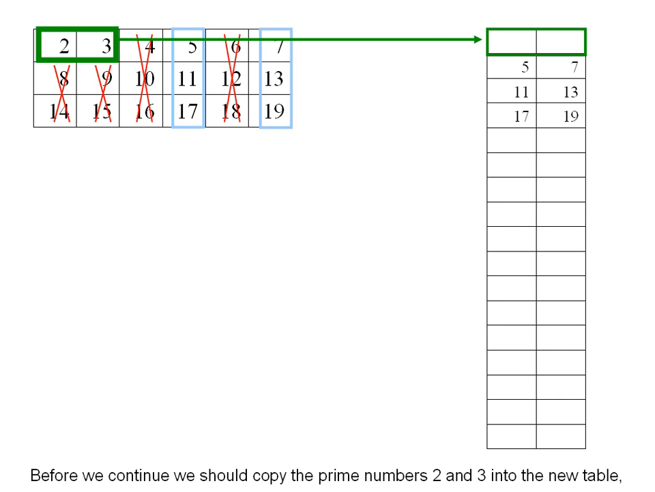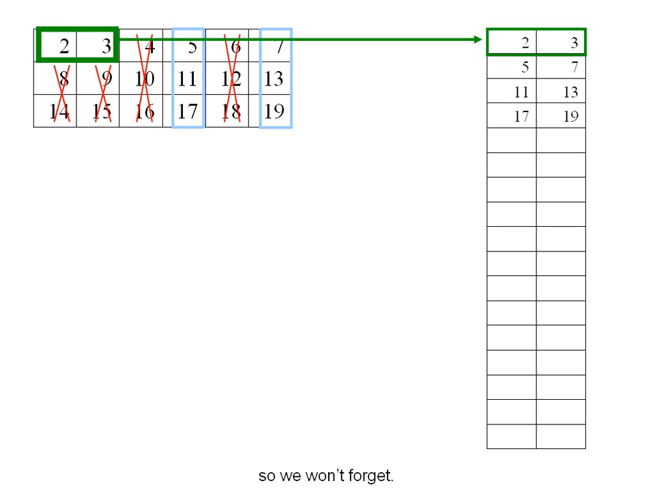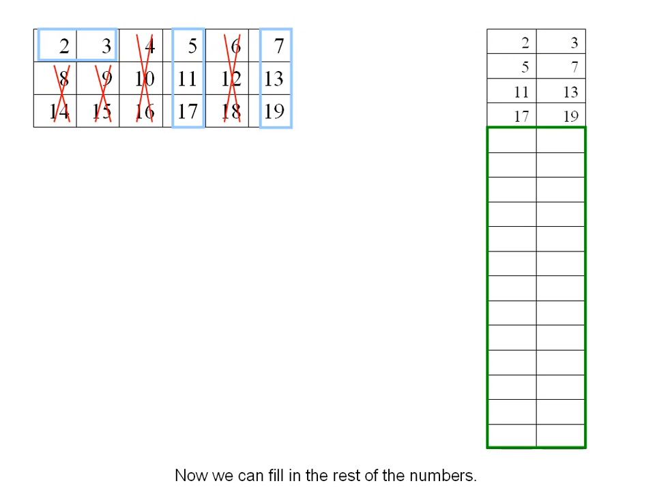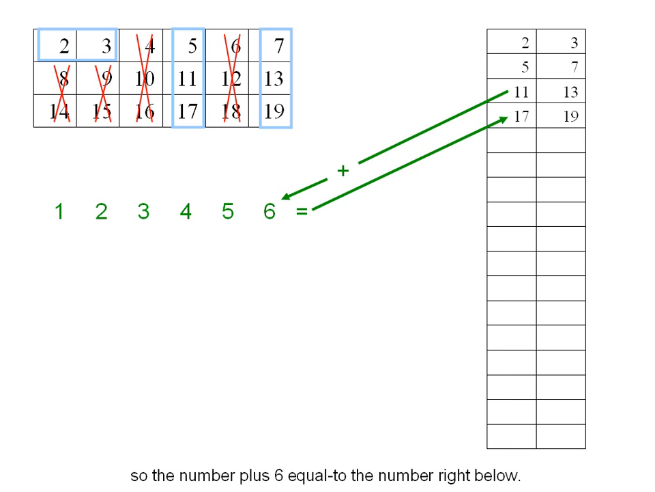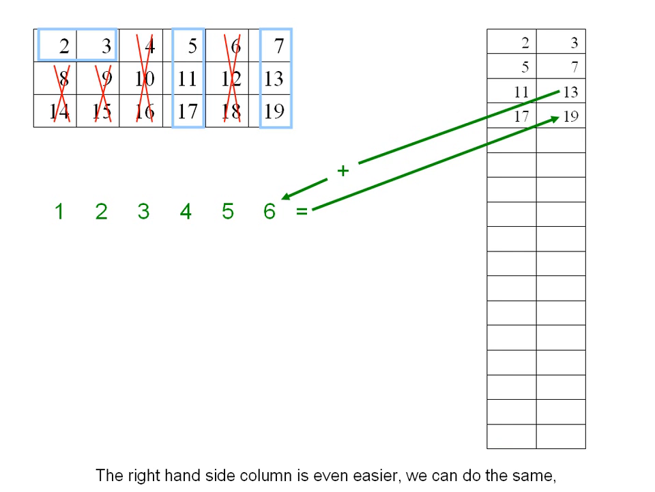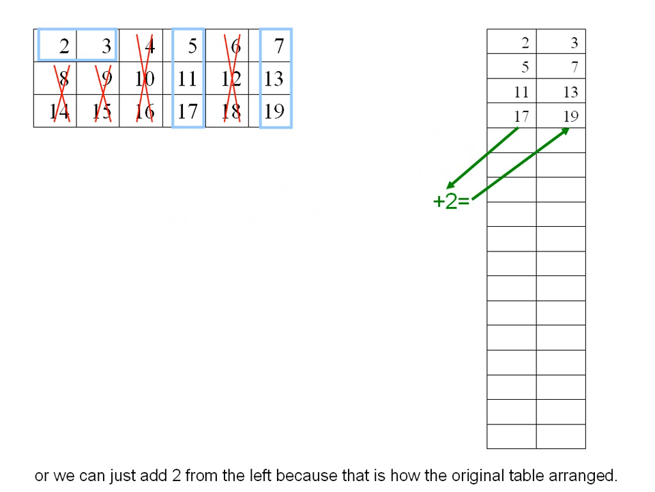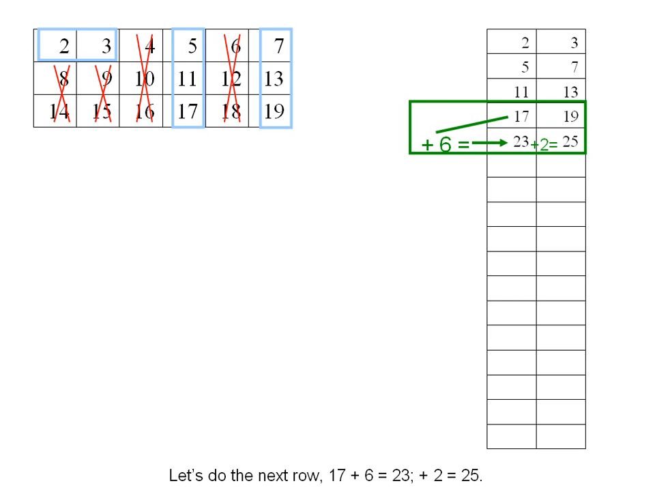Before we continue, we should copy the prime numbers 2 and 3 into the new table, so we won't forget. Now we can fill in the rest of the numbers. Since the original table was created with 6 columns, the number plus 6 equals the number right below. The right-hand side column is even easier. We can do the same, or we can just add 2 from the left, because that is how the original table was arranged.